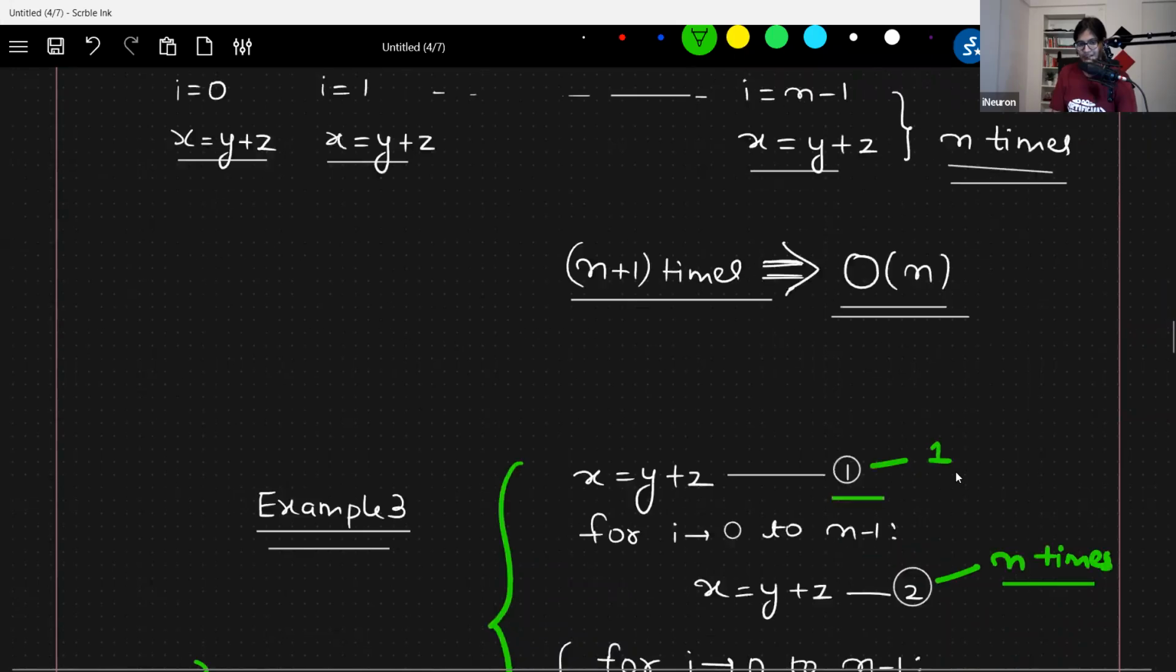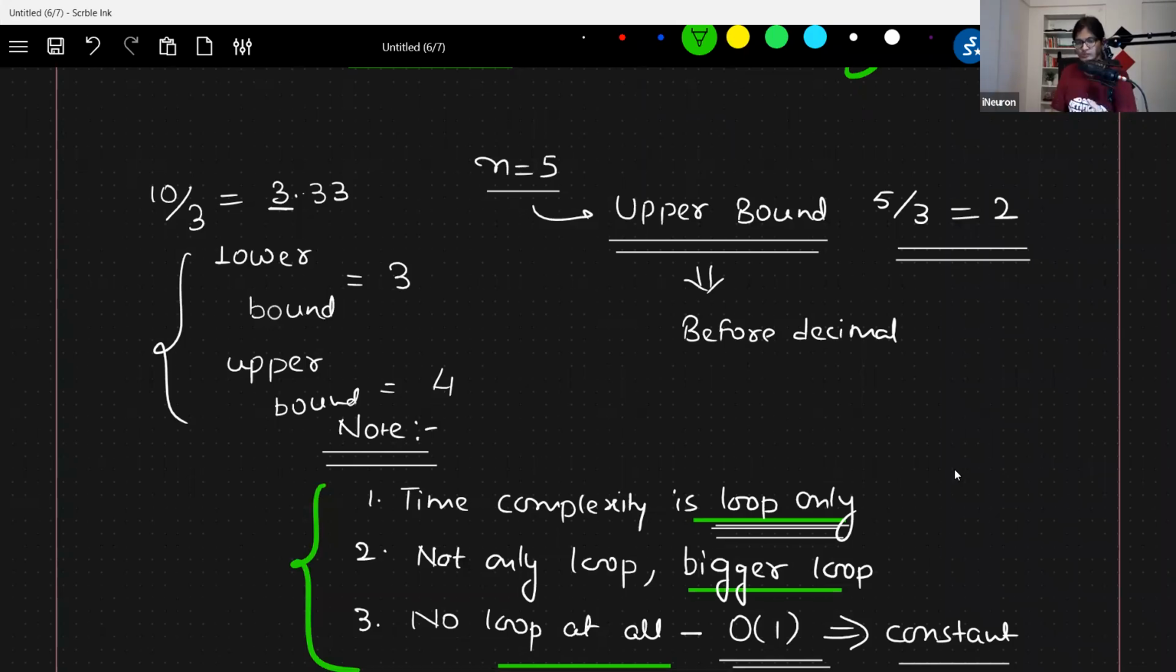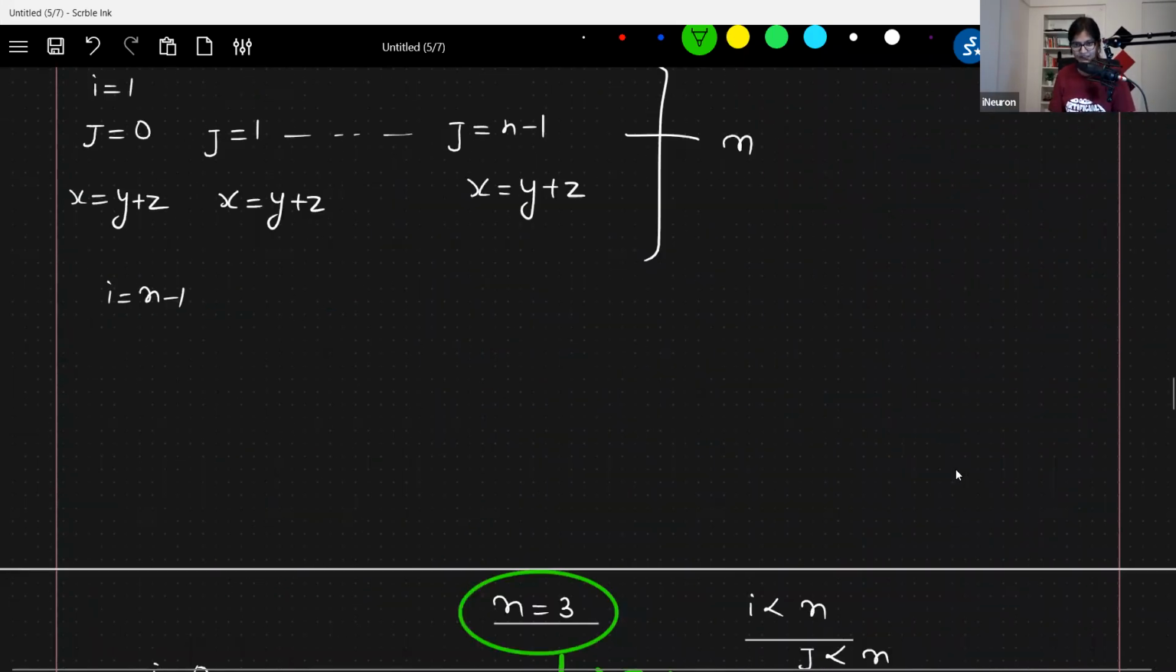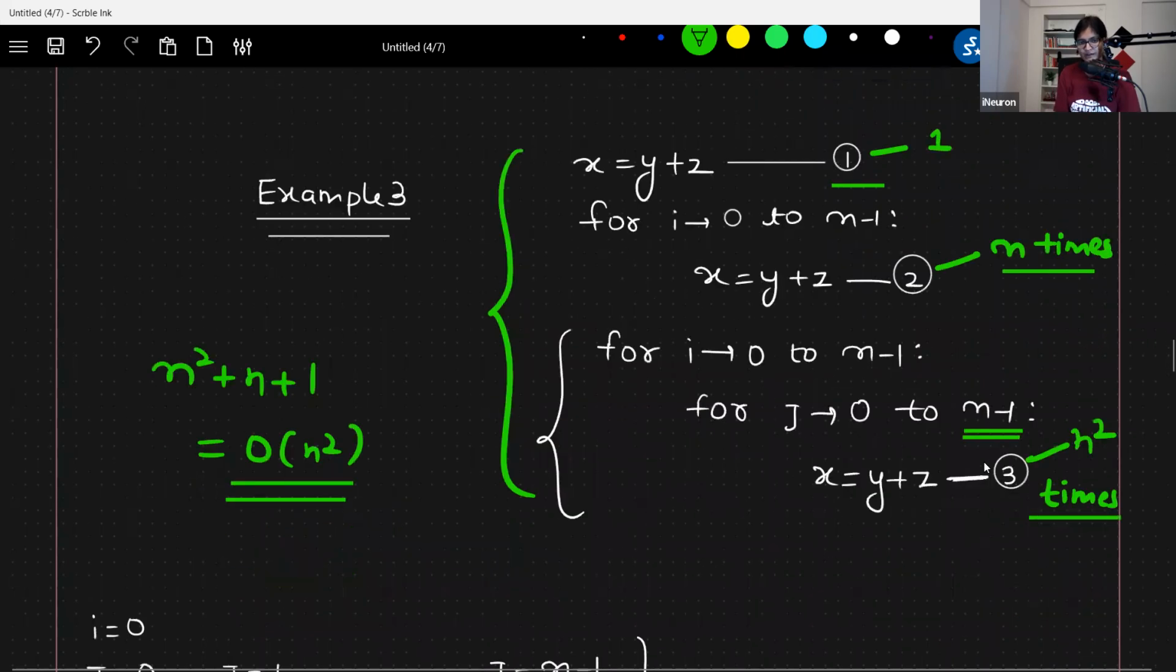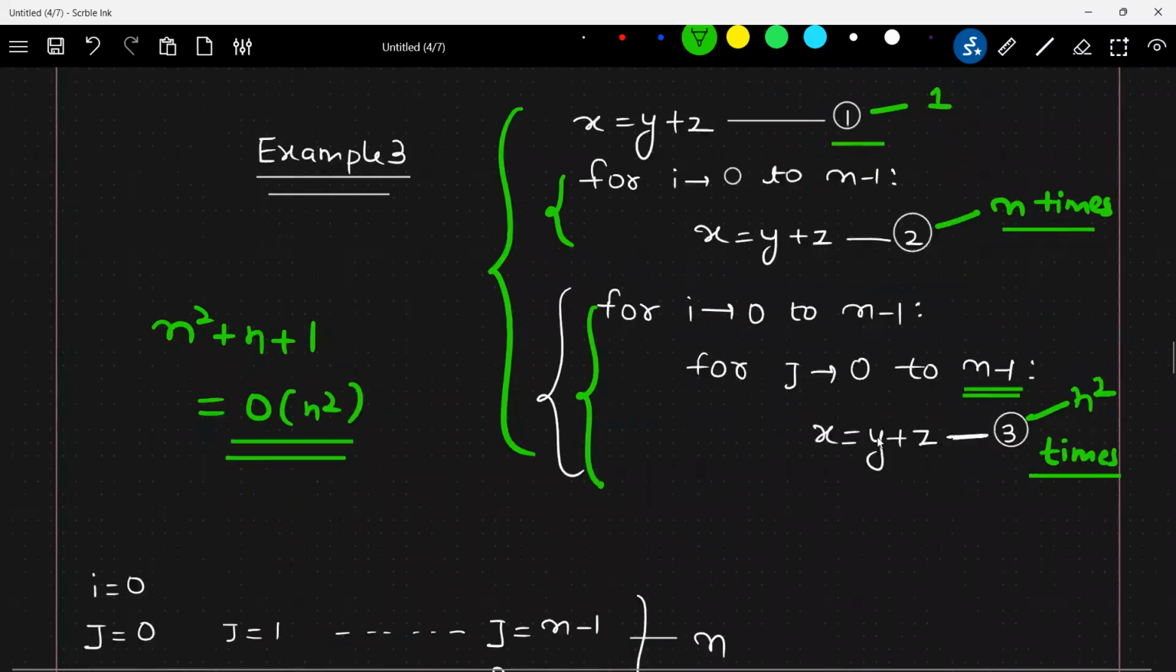So by saying the second point, the simple meaning is that suppose in a code you have multiple loops. For example, in example number 3, you have one loop here and another loop here. At that point of time, you need to understand which is the higher loop. Here it is running only n times, here it is running n square times. For example, in this code itself, I will write another statement which is running n cube times. So you need to take care of the higher value loop, which is n cube. In this case, it is n square. That's why the time complexity is also n square. Okay. Right? Fine.